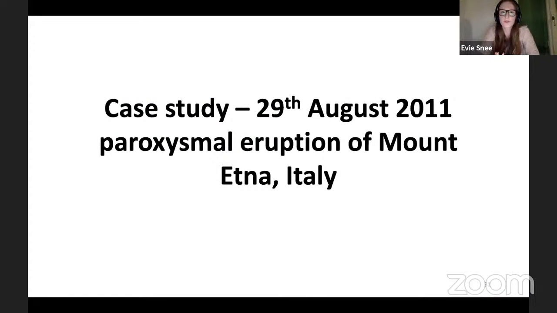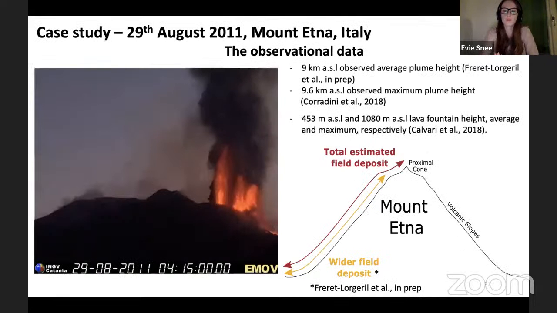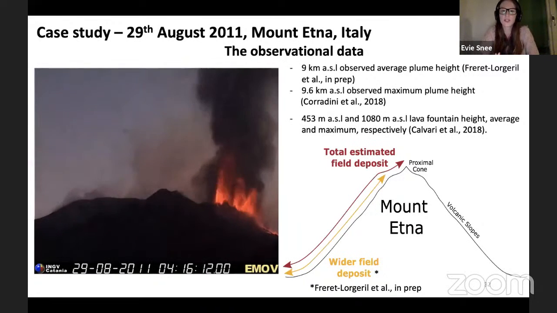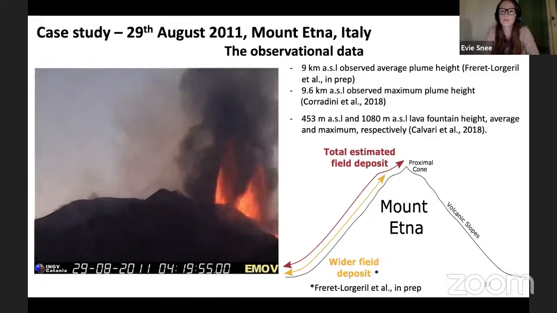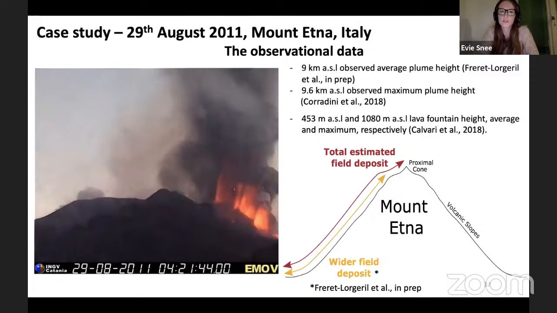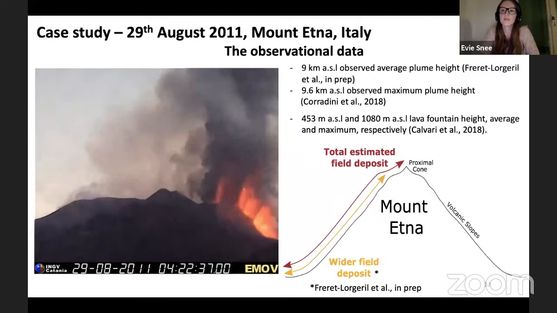So now I'd like to move on to the case study. The case study I'm going to look at is the eruption from the 29th of August 2011 at Mount Etna, Italy. Here is a video, courtesy of Eveanjelene Snee, of this eruption. It happened at sunrise, so we can once again see this incandescent region of the lava fountain. There have been lots of observations of this plume, and this is one of the reasons why we chose this case study to look at first.